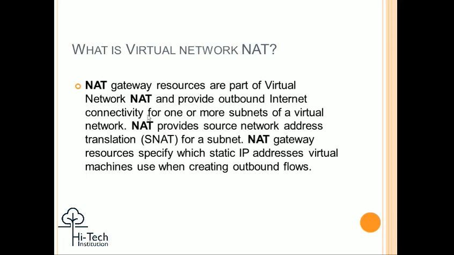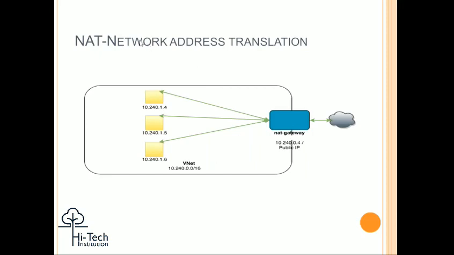So NAT provides source network address translation for a subnet. NAT gateway resources specify which static IP addresses virtual machines use when creating outbound flows. So the NAT device contains one IP address, and from that public IP address only you are getting the IP over there. So how is the network address translation working?